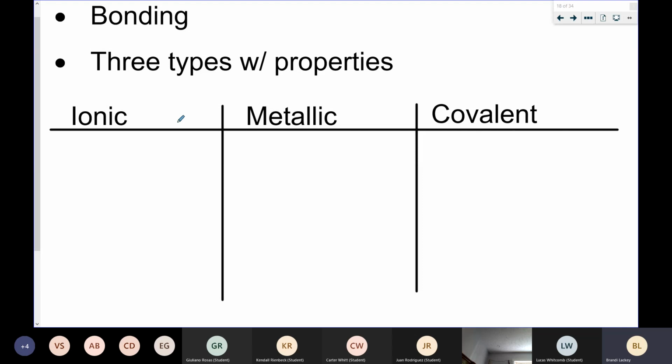So remember, we have three main types of bonds: ionic, metallic, and covalent. Remember, ionic is between a metal and a nonmetal, so those like cations and anions. Metallic is just going to be metals only. That could include those alloys, which are the mixtures, things like brass, bronze, and steel. And then covalent, remember, was also referred to as molecular. That's between nonmetals only.